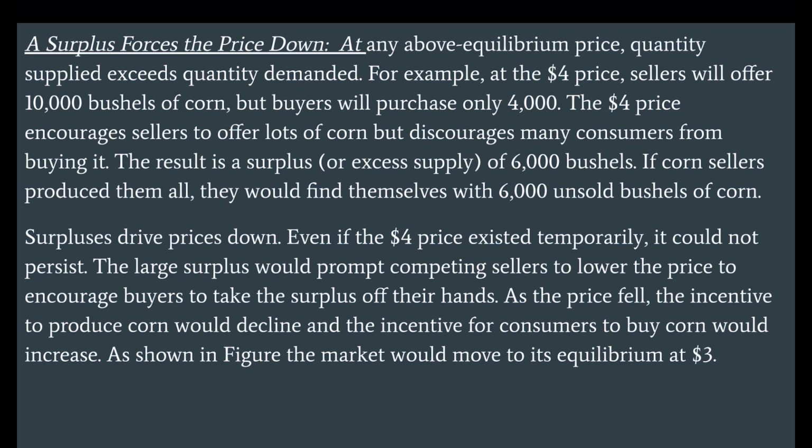If corn sellers produced them all, they would find themselves with 6,000 unsold bushels of corn. Surpluses drive prices down. Even if the $4 price existed temporarily, it could not persist. The large surplus would prompt competing sellers to lower the price to encourage buyers to take the surplus off their hands. As the price fell, the incentive to produce corn would decline and the incentive for consumers to buy corn would increase. As shown in the figure, the market would move to the equilibrium at $3.